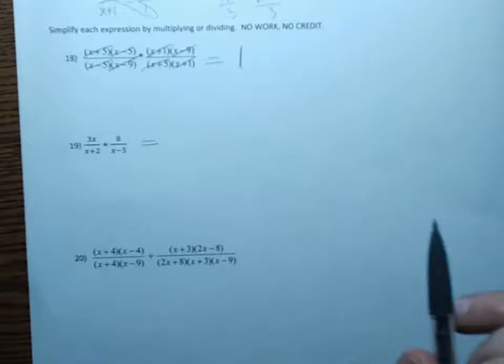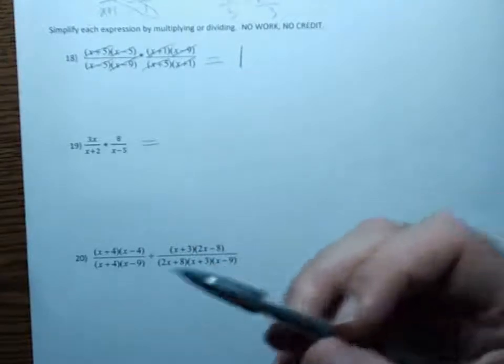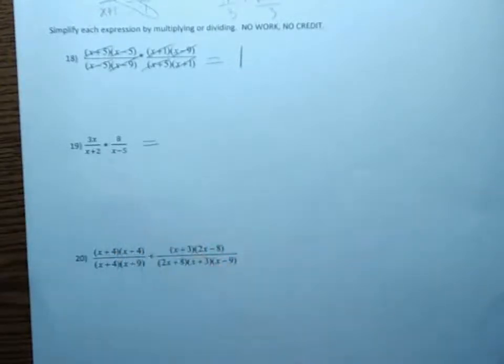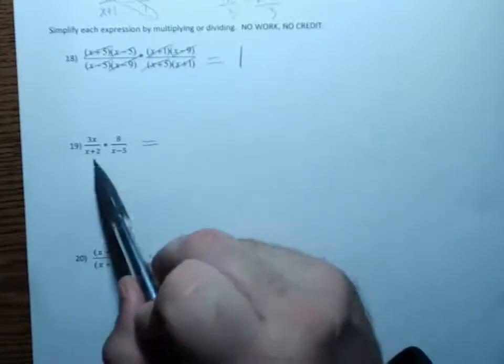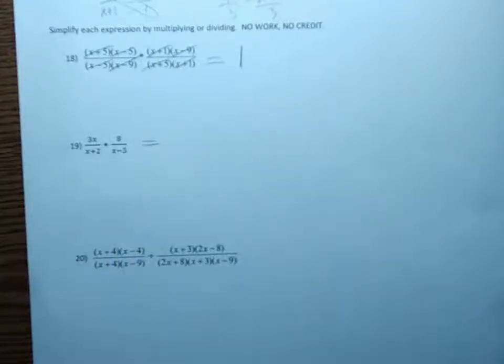Once again, we have multiplication. So we're supposed to factor. Well, I can't factor any of these. Then we're supposed to cancel stuff. Well, nothing cancels. So then what are we supposed to do?